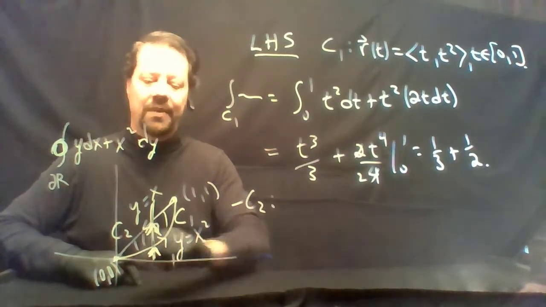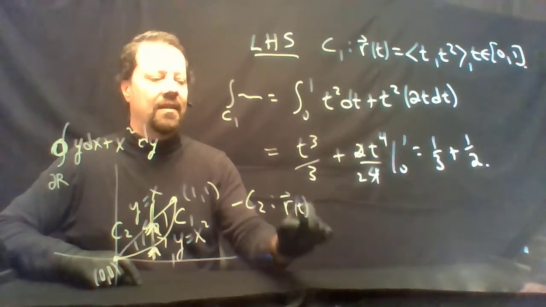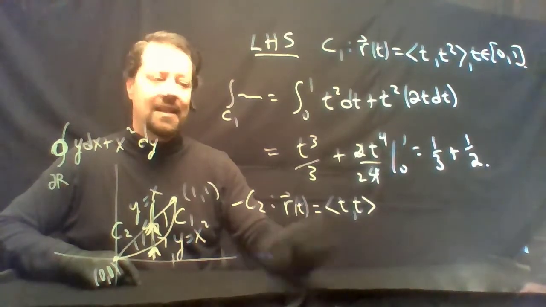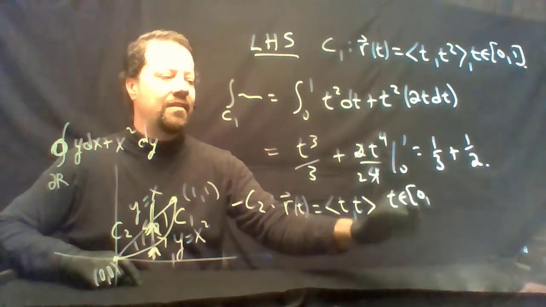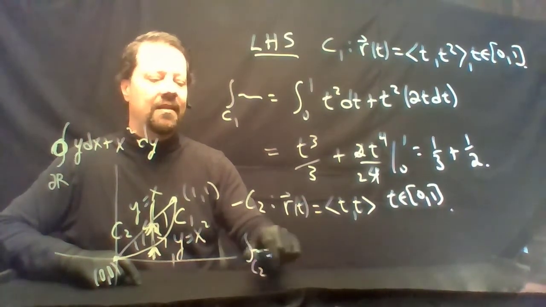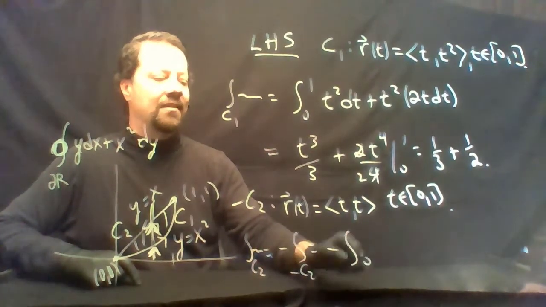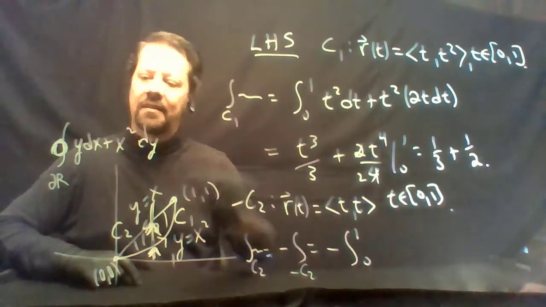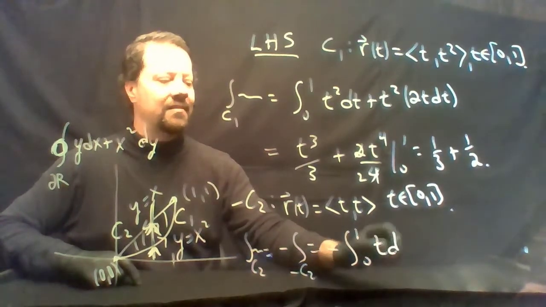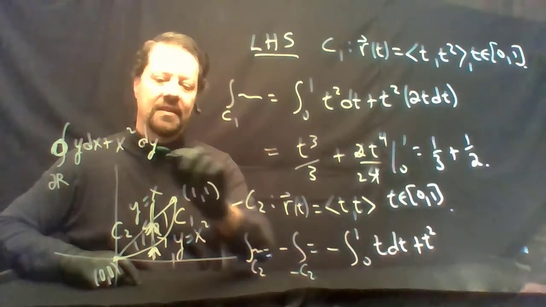Now, curve 2. Negative curve 2 goes in the opposite orientation. We can describe it as t, where t runs from 0 to 1. So the integral on C2 will be minus the integral on minus C2, and that's minus the integral from 0 to 1 of y dx plus x squared dy.